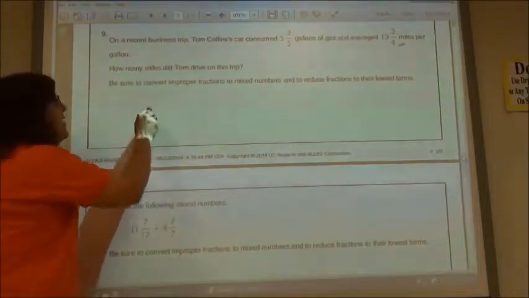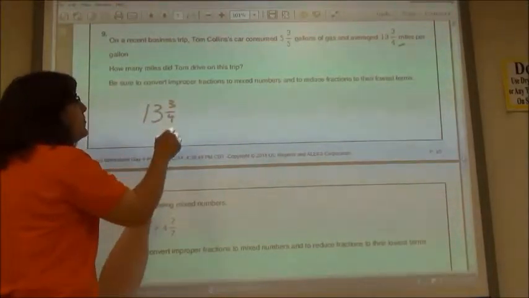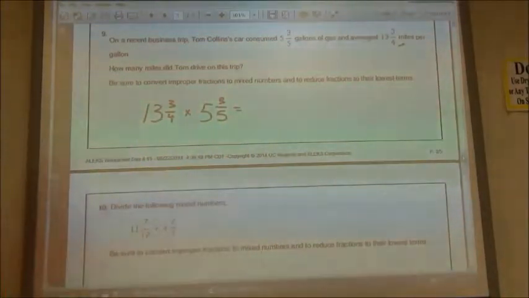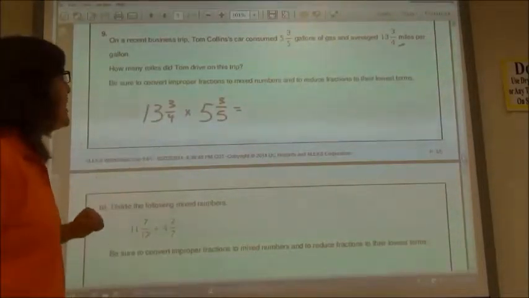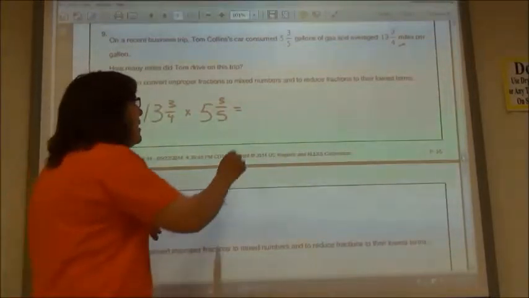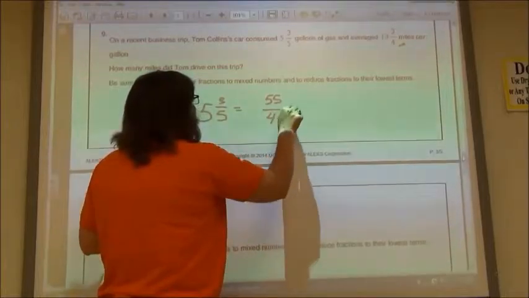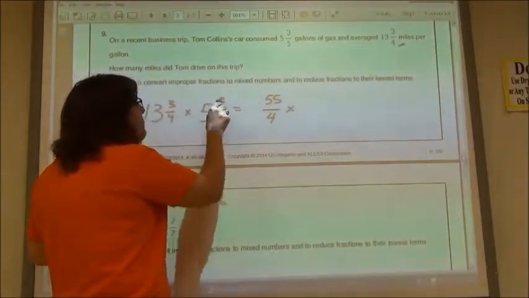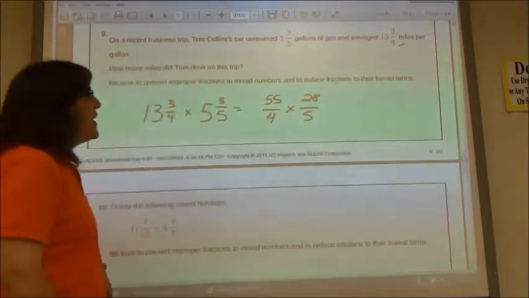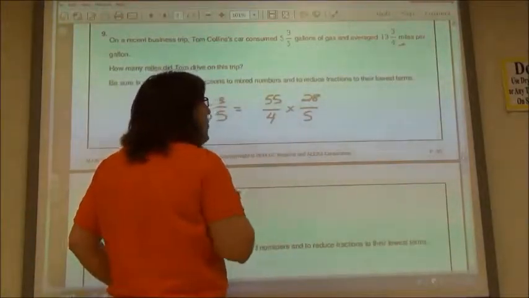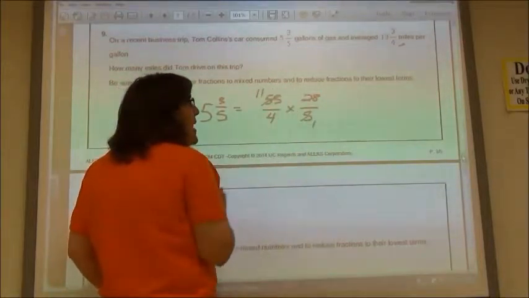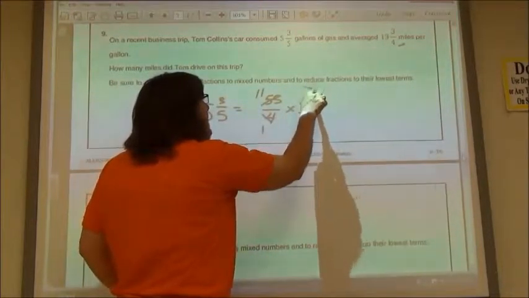So in this case, I have to take the 13 3/4 miles per gallon times the 5 3/5 gallons of gas that I used. I'm going to multiply these out. I have to first of all convert to improper fractions. So 4 times 13 would be 52 plus 3 would be 55/4. 5 times 5 is 25, plus 3 would be 28/5. On this one, it's a little nicer because I can do some reducing. 55 and 5 are both divisible by 5. 5 goes into there once and into there 11 times. 4 and 28 I can reduce. 4 goes into 4 once and 28 7 times.